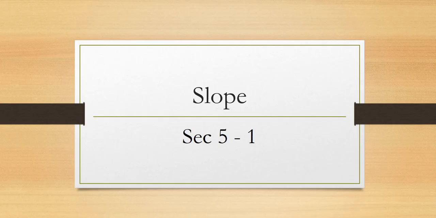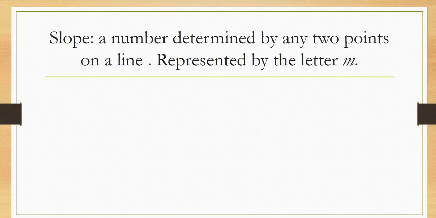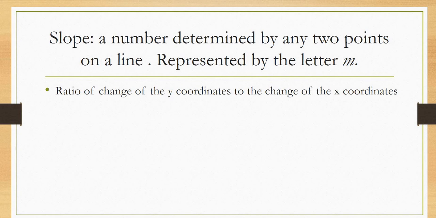Okay, today we're going to look at slope in section 5.1. So the slope of a line is a number determined by any 2 points on the line, and we represent slope with the letter M. There are a couple of ways to think about slope, and I know you've looked at this before, but slope is the ratio of change of the y coordinates to the change of the x coordinates.